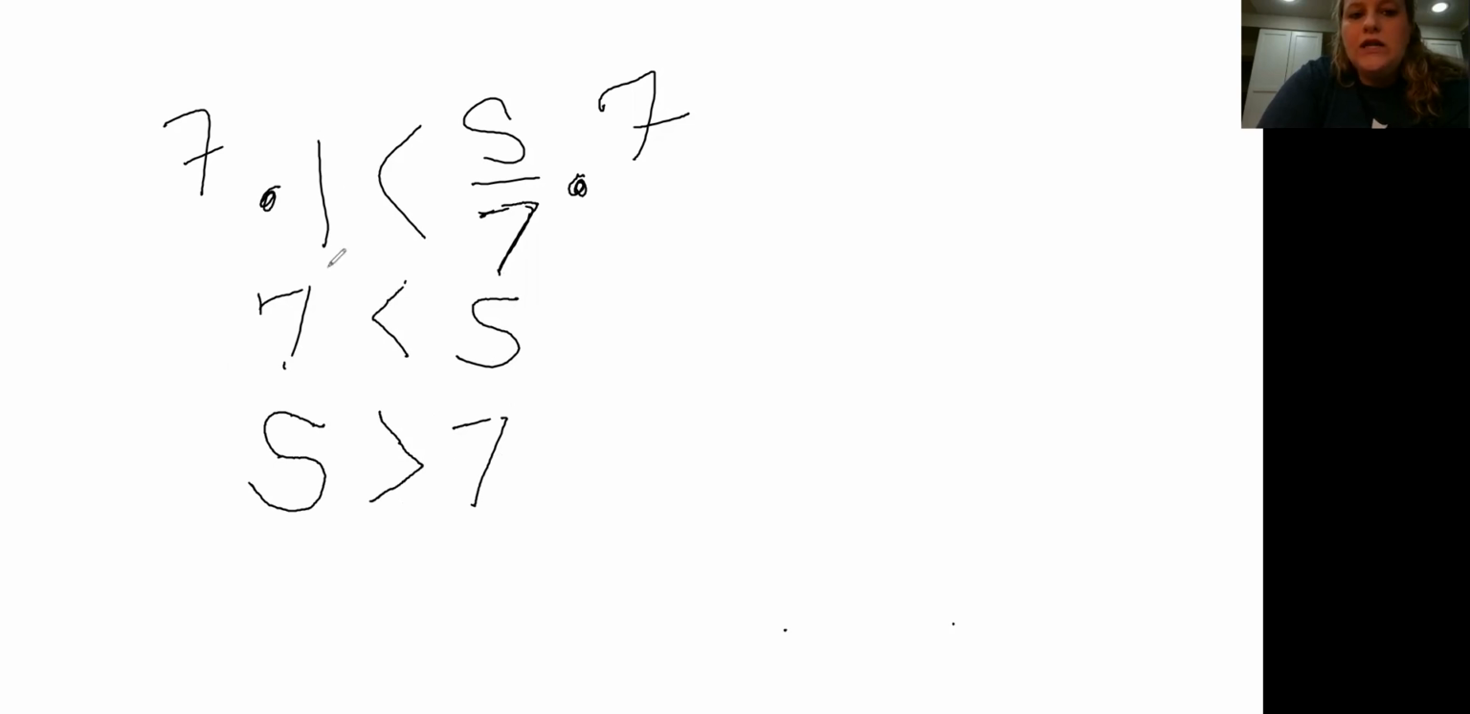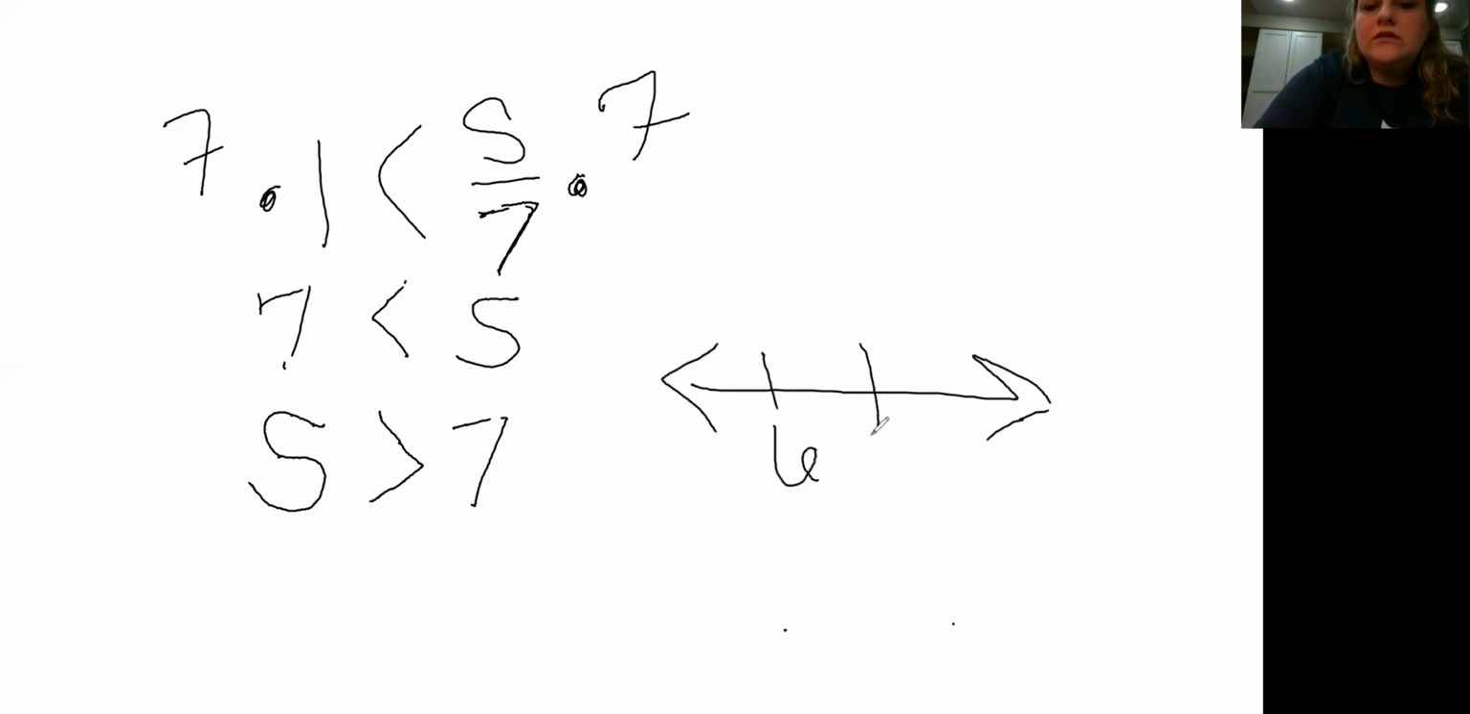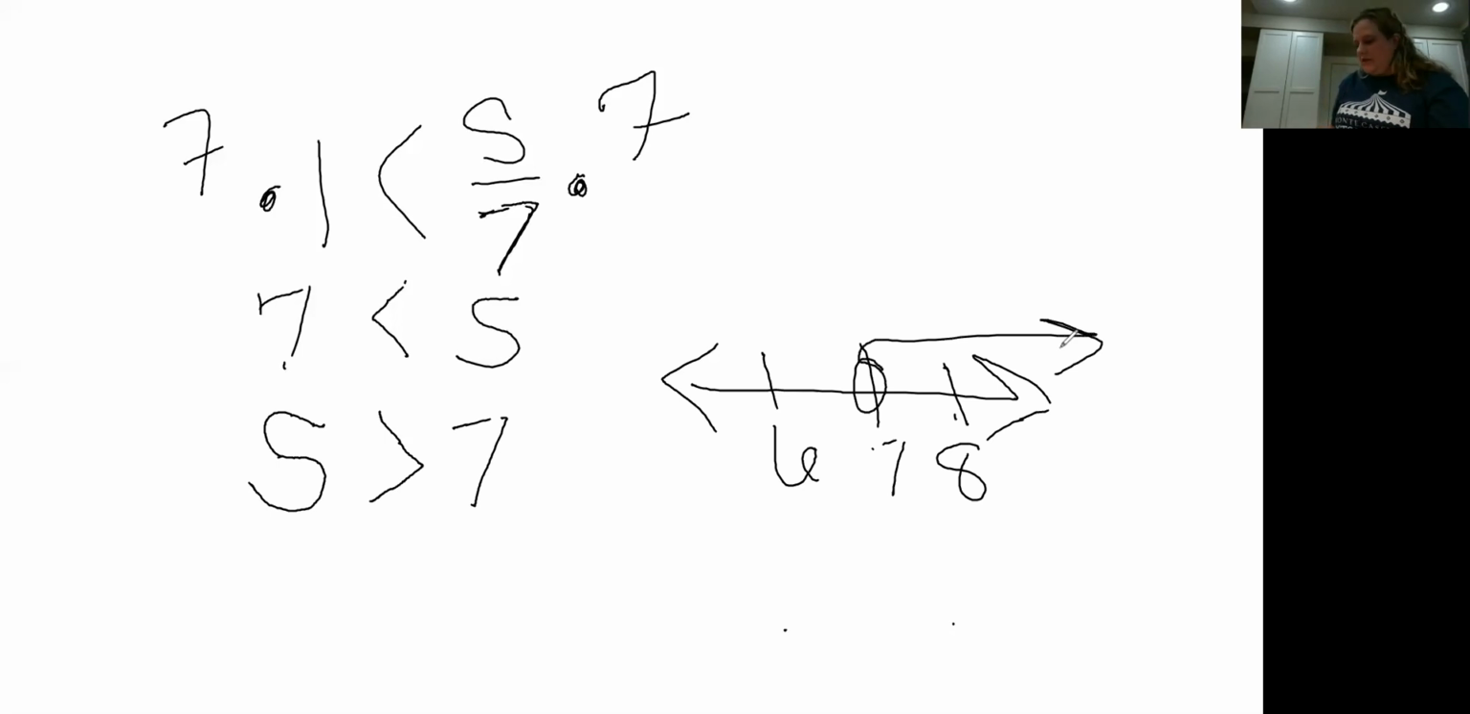If we want, this is saying that 7 divided by 7 needs to be greater than 1. Well, 7 divided by 7 would be only 1. So we need this number swapped in for S to be bigger than 7. So we're not including 7 in our solution set. It's not greater than or equal to. 6, 7, 8. So it doesn't include 7, but every number greater than 7.